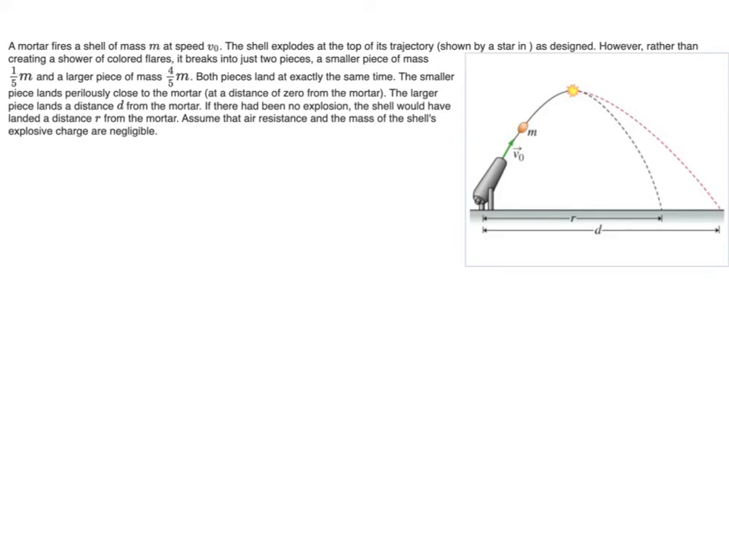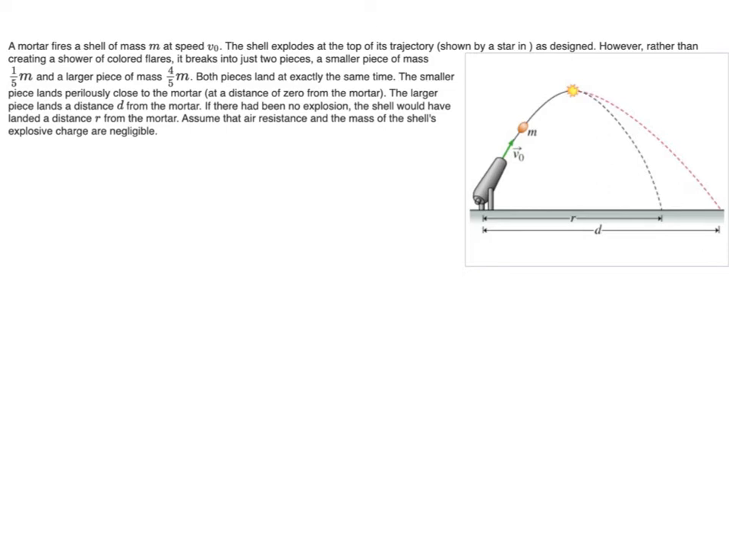A mortar fires a shell of mass m at speed v0. The shell explodes at the top of the trajectory, as shown by a star, as designed. However, rather than creating a shower of color flares, it breaks into just two pieces, a smaller piece of mass 1/5 m, and a larger piece of mass 4/5 m. Both pieces land at exactly the same time.